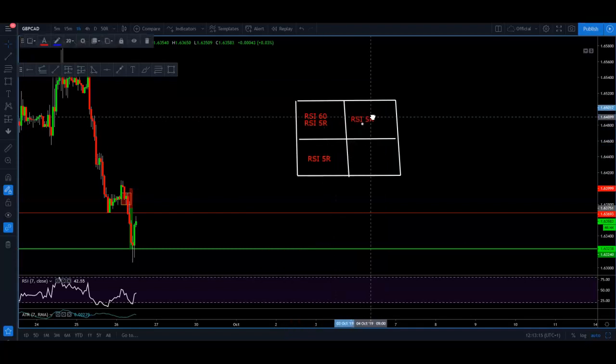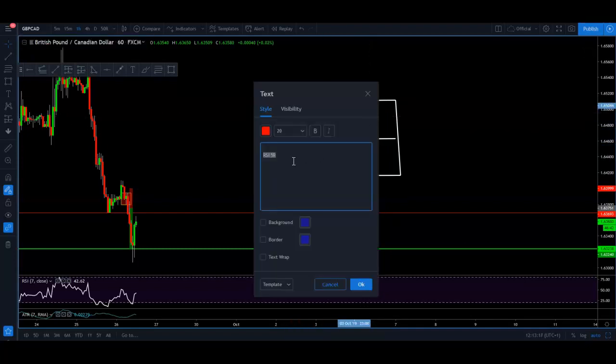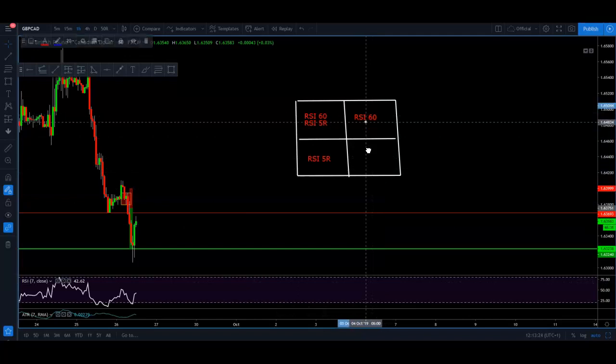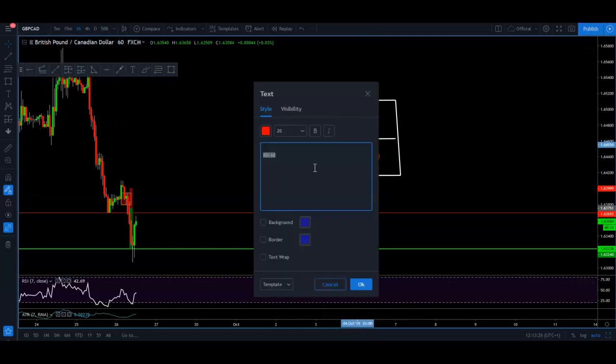The other possibility is the other version, where RSI is overbought or oversold on the 60, but not on the 5 range bars. And the last option, obviously, is no overbought, no oversold by either, so none.